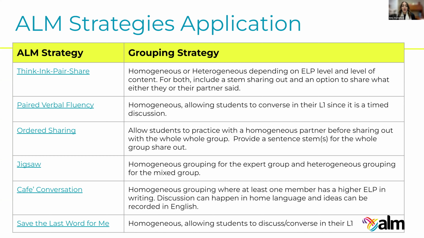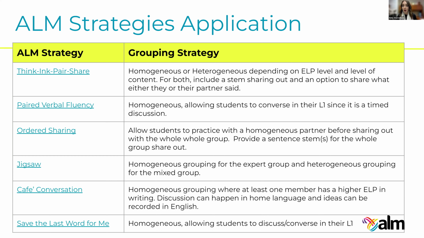If you were going to do the ordered sharing strategy, I would allow students to practice with a homogeneous partner, a language partner first, before sharing out with the whole group, and provide sentence stems for when they do the whole group share out. So giving them that practice piece with a peer that they feel safe with, where they can share their idea in their native language first before having to share out in English, would make that strategy most successful. For a jigsaw activity, that would be best if they're homogeneously grouped for the expert groups.